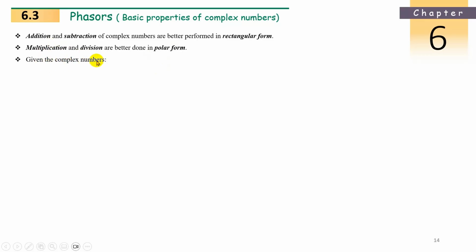Given the complex numbers, we have z is equal to x plus jy, r at an angle phi. Then let us take two different complex numbers. Z1 is x1 plus jy1, which is r1 at angle phi1. This is the first complex number. Now let us take the second complex number, z2, which is x2 plus jy2, nothing but r2 at angle phi2. Now I want to perform addition, subtraction, division, and complex conjugate.